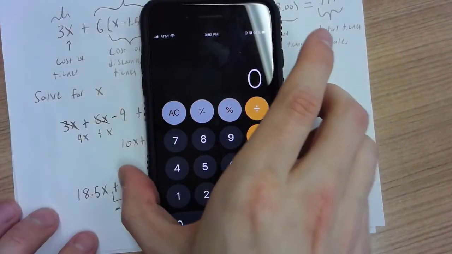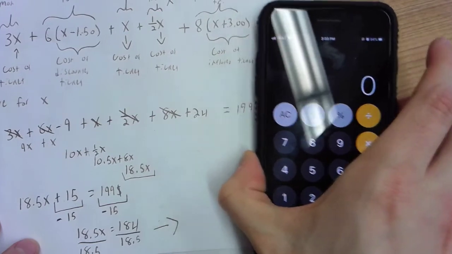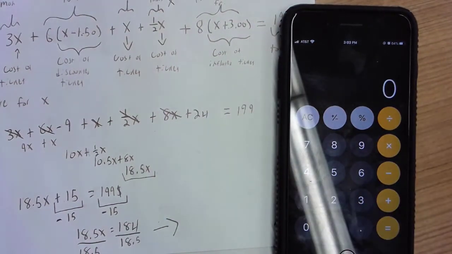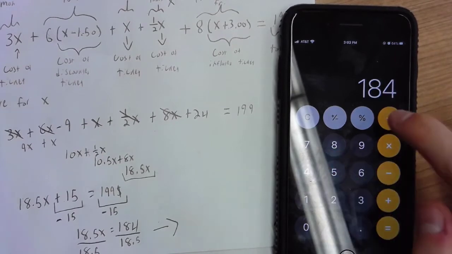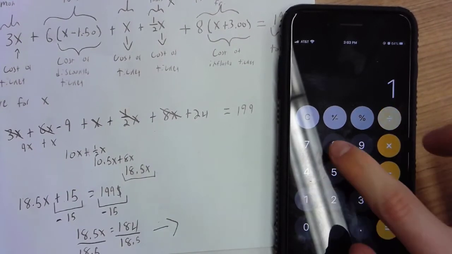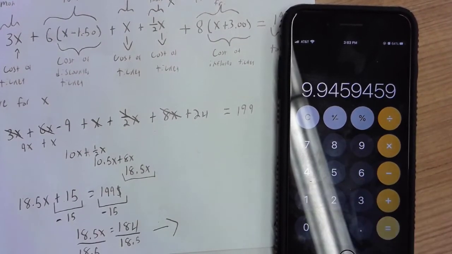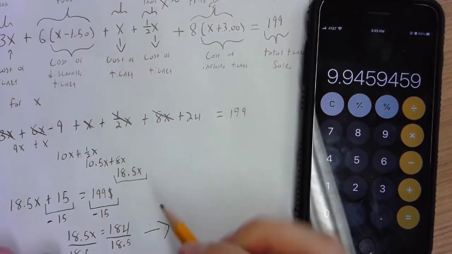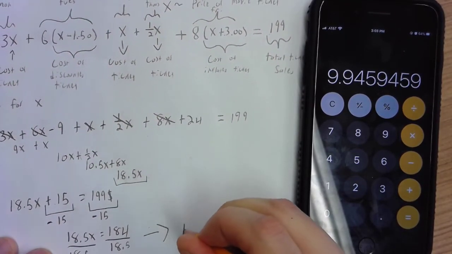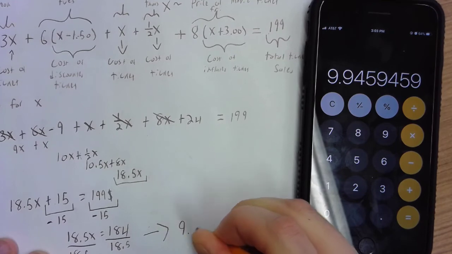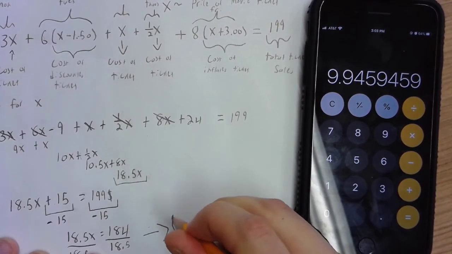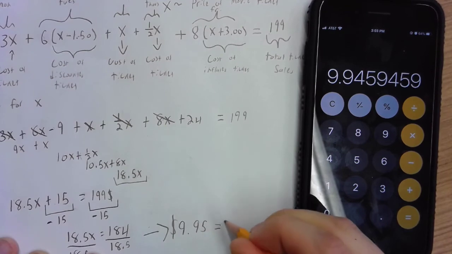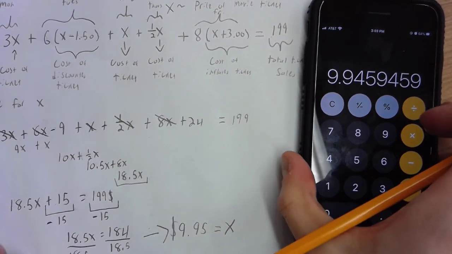So for this last step, the numbers are going to be a little bit crazy, so I'm just going to pull out my calculator to make this a little easy. We have 184 divided by 18.5. And what we are left with here is $9.95, about 95 cents per ticket. And that equals our x. And there you go.